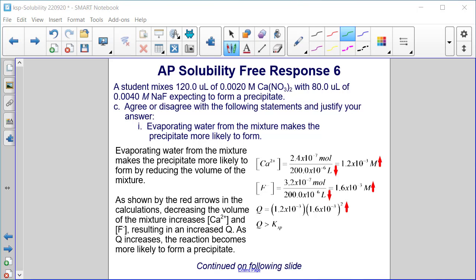C. Agree or disagree with the following statements and justify your answer. 1. Evaporating water from the mixture makes the precipitate more likely to form. Evaporating water from the mixture makes the precipitate more likely to form by reducing the volume of the mixture. As shown by the red arrows in the calculations, decreasing the volume increases the calcium and fluoride ion concentrations. If these both increase, then Q would also increase, and as Q increases, the reaction becomes more likely to form a precipitate.